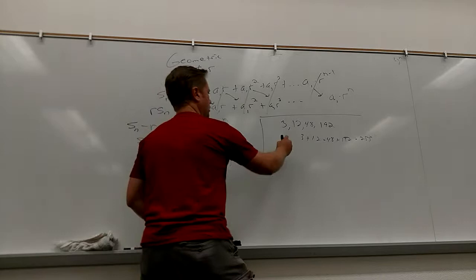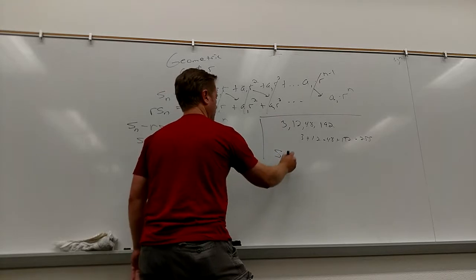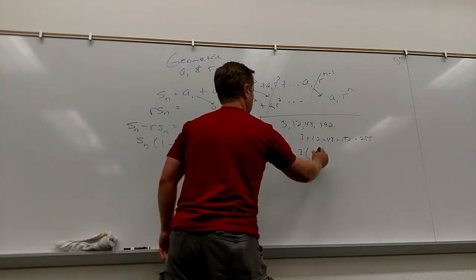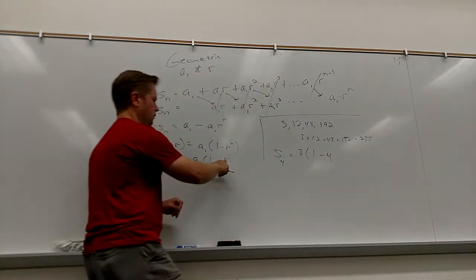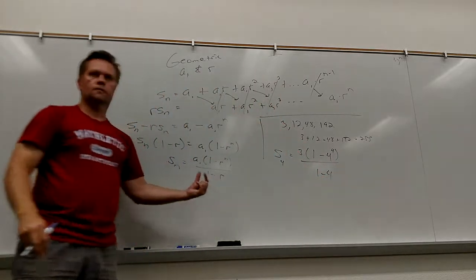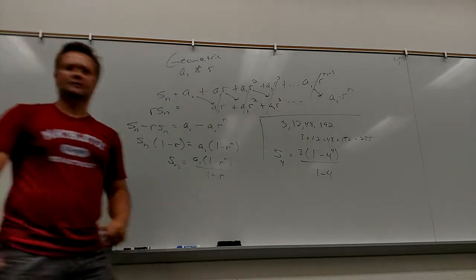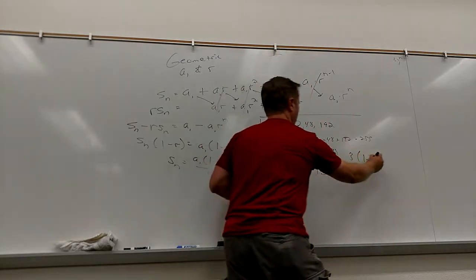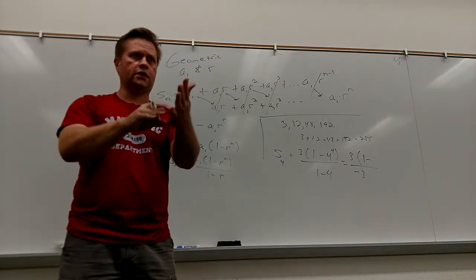But let's check it. So this would be S what? 4. So S4 is going to be A1, 3, times 1 minus R. What was R again? I keep multiplying by 4. 1 minus 4 to the 4th over 1 minus 4. That looks nothing like 255 yet, right? So let's see. I get 3 over negative 3, right? And 1 minus 4 to the 4th is 256.